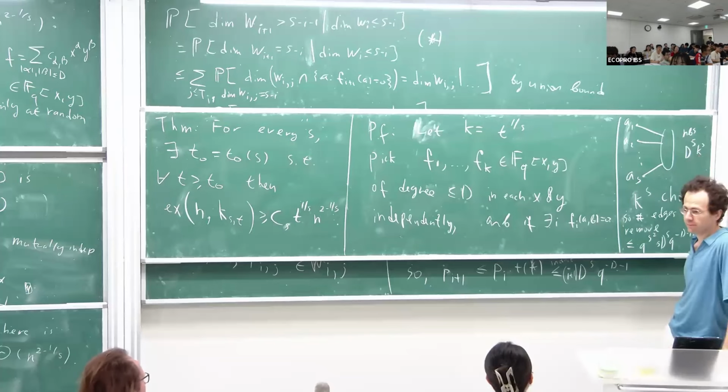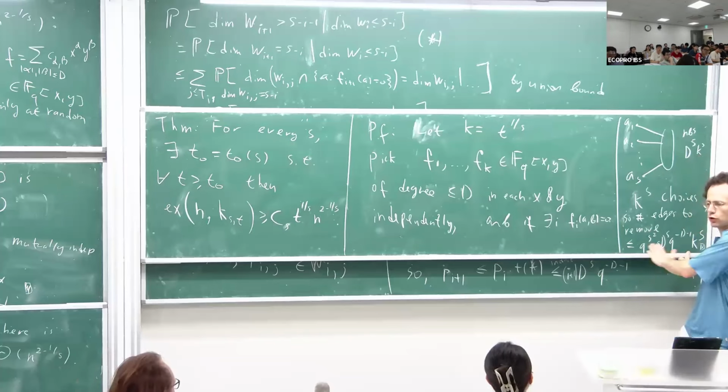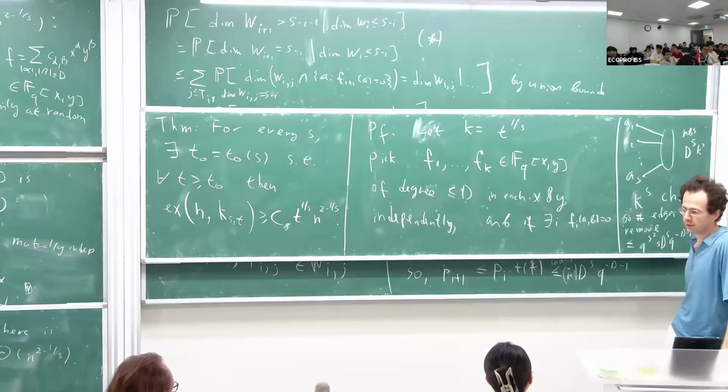It's just that this union bound has a huge amount of room to spare here. In the typical case, you're going to get something. Gotcha. I don't understand this K to the S.